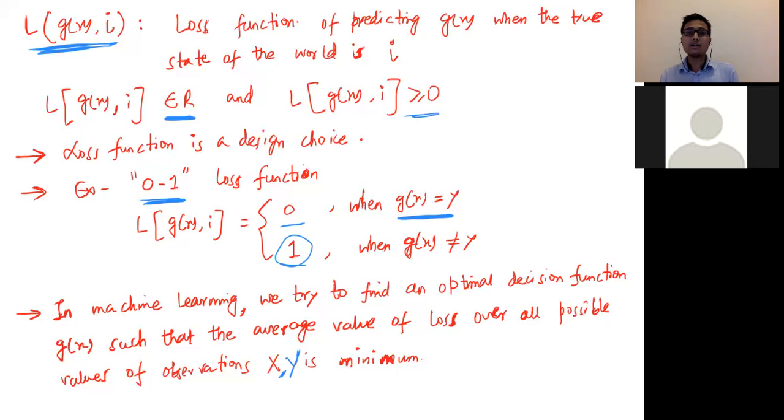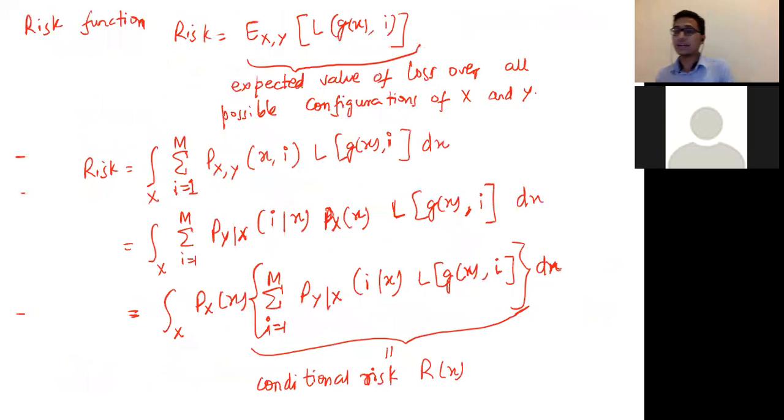Okay, so this is the objective, that we are trying to minimize the loss over all possible values of the observations x and the classes y. And how do we do that? Let's look in the next slide.